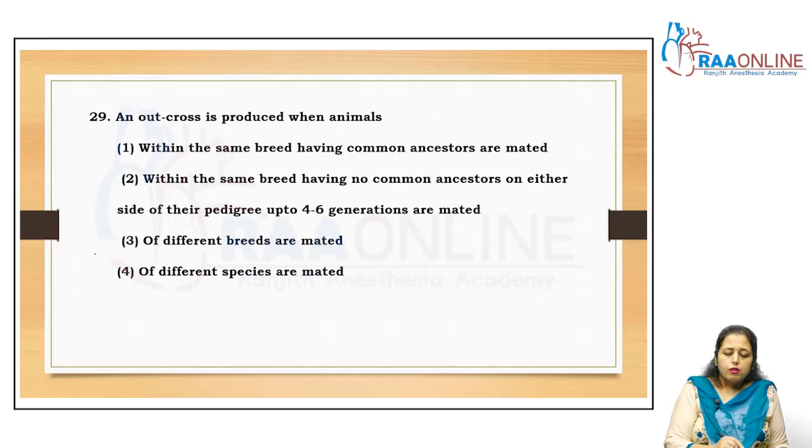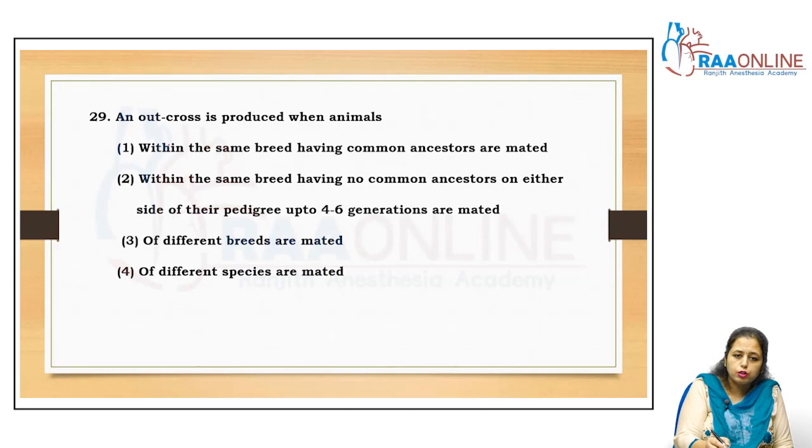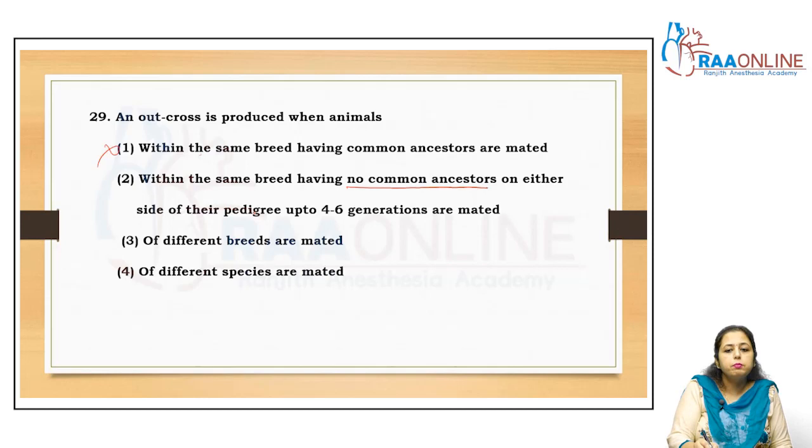An outcross is produced when animals, we already studied about the outcross, right? Within the same breed having common ancestors are mated, no. Within the same breed having no common ancestors on either side of their pedigree up to 4 to 6 generations are mated, exactly, that is the outcrossing. Of different breeds are mated, of different species are mated, no. So the most appropriate answer is 2.